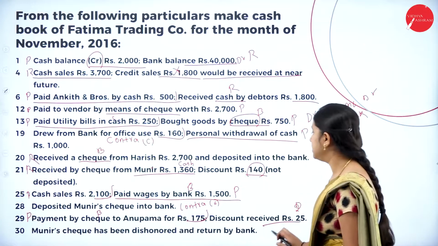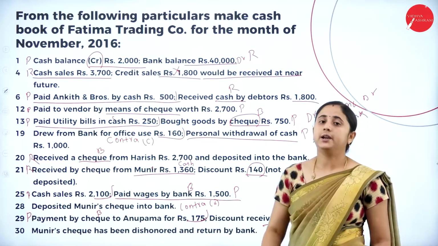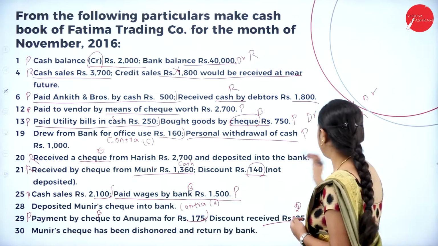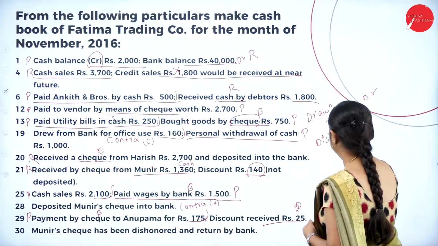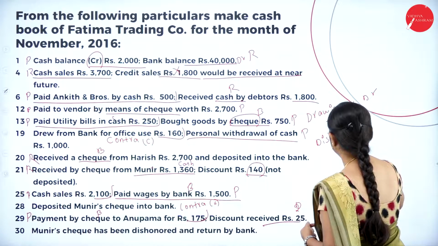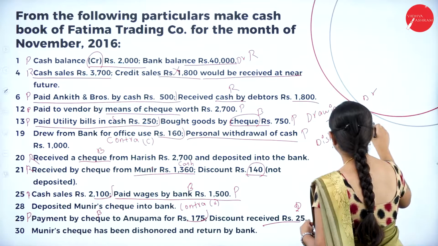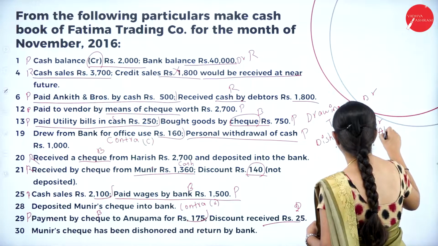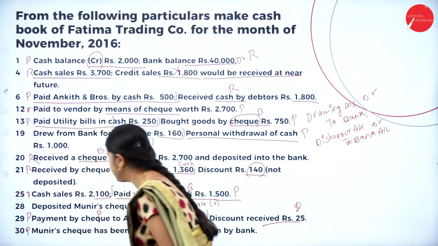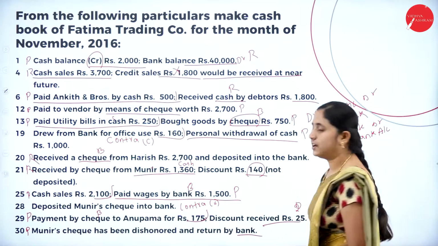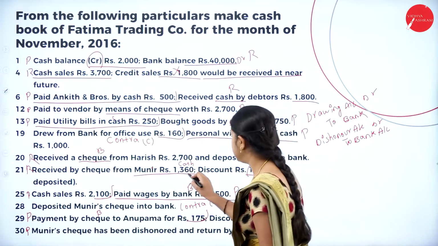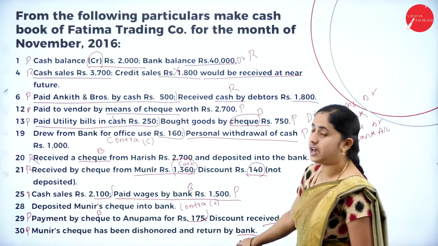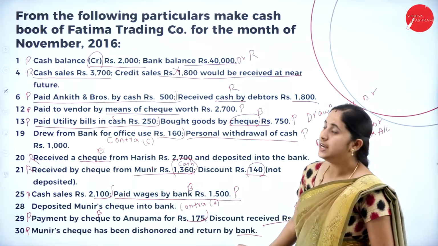Next, Munir's check has been dishonored and written by bank. So, here the Munir's check is dishonored. Dishonor account debtor to bank account. Credit side, that is payment side, amount in bank column. Amount is 1360. Munir's check is rupees 1360. So, for this 30th transaction, amount is 1360.